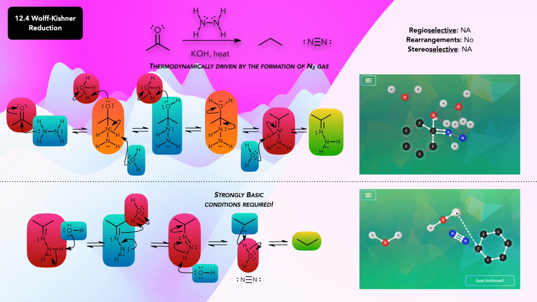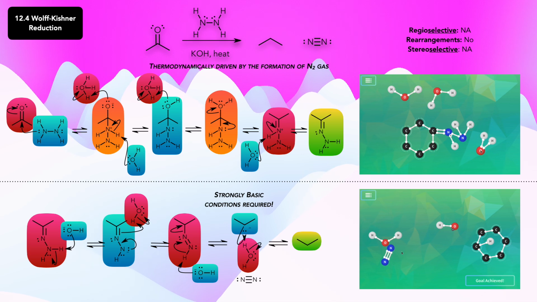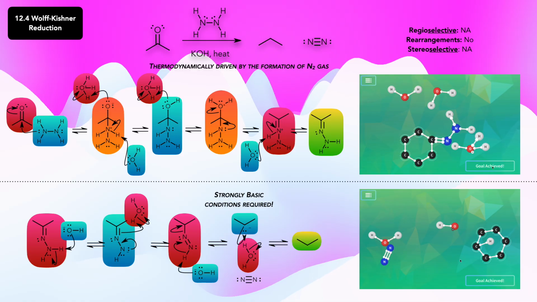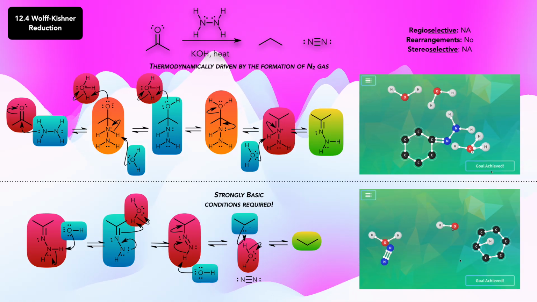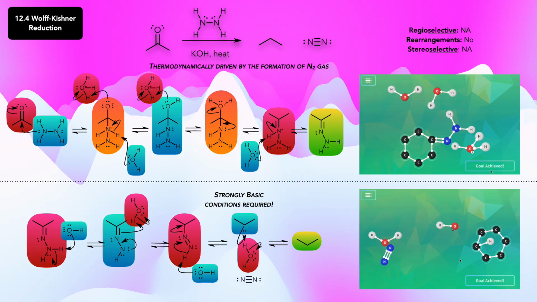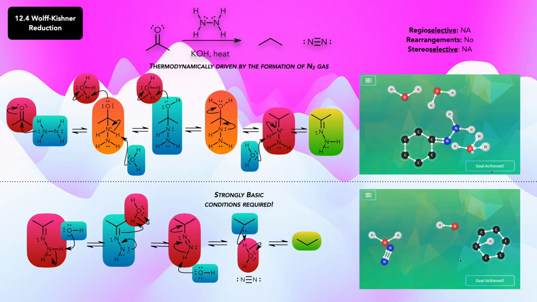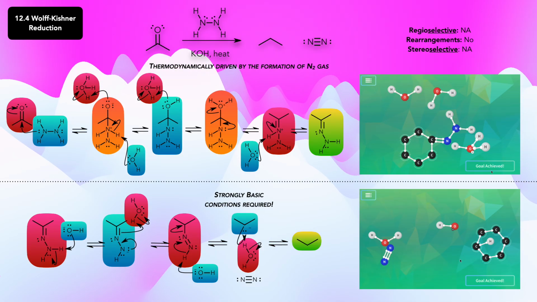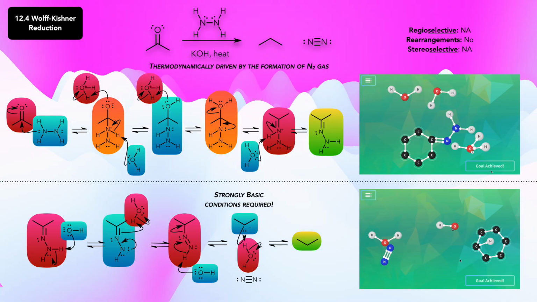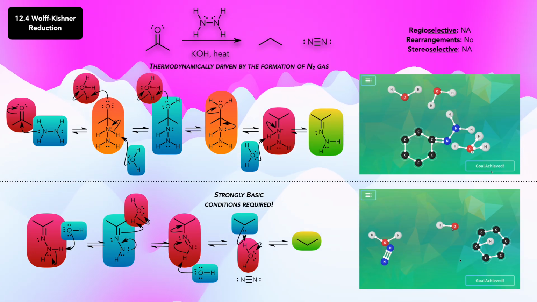Why is this thermodynamically powerful? Of course, because N2 has an extremely strong triple bond and gas formation increases entropy. This is an irreversible driving force. And this reduction, therefore, removes carbonyl oxygen entirely, leaving the carbon skeleton intact. We use this when there are acid-sensitive substrates, in contrast to the Clemmensen reaction, which we'll review at the end of this video, that requires acidic conditions.